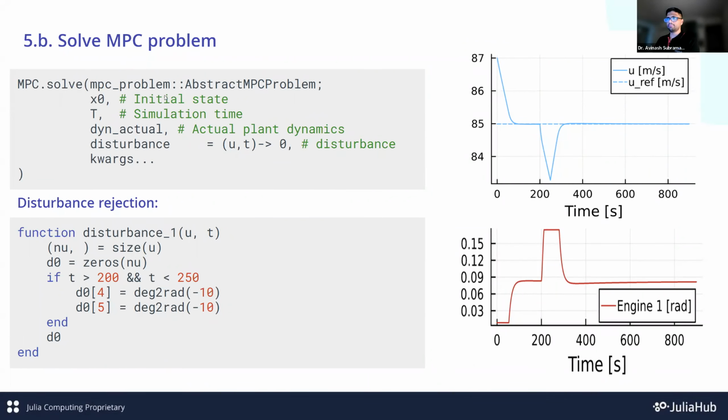So it would take in the MPC problem, the initial state, the simulation time, and the actual dynamics. So this actual dynamics are the real plant dynamics. We may want to input in a disturbance model, as well as other keyword arguments as documented.